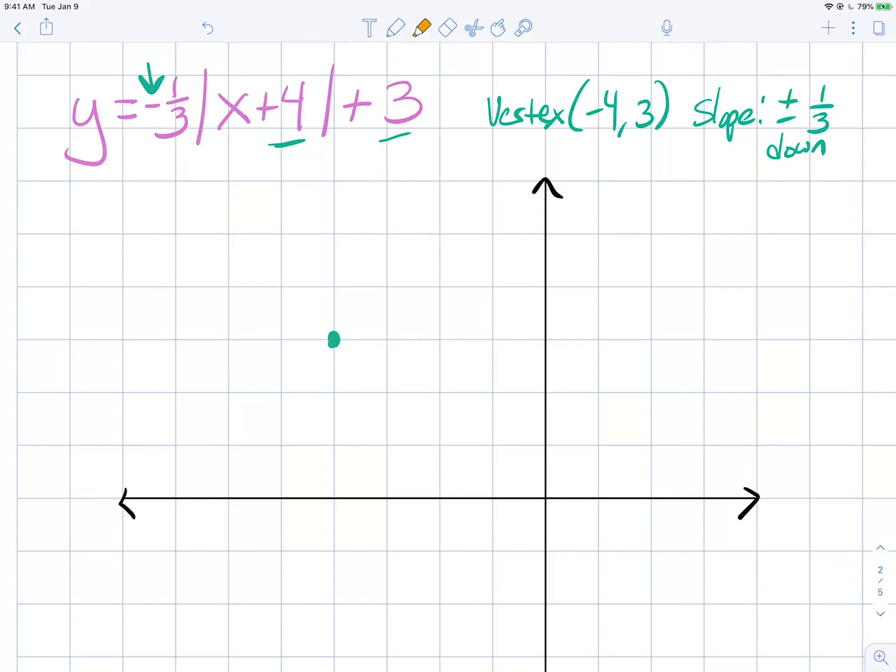and here is my vertex. So now since my slope is 1/3, I'm going to go down 1, right 3 to find my next point, and that gets me one side of my absolute value. And then I'm going to go down 1, left 3 to get the other side of my absolute value equation. So now I have graphed it.